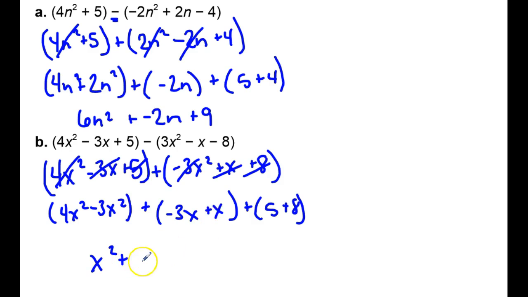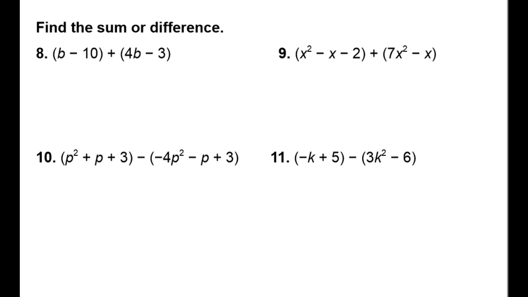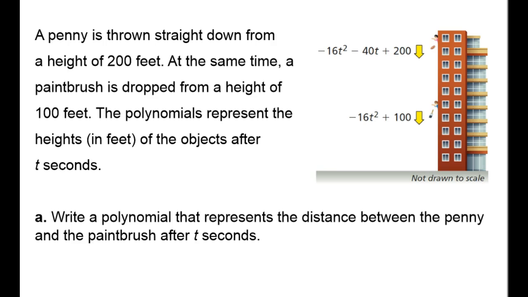Negative 3x plus x is a negative 2x. 5 plus 8 is going to be 13. So now I've gone ahead and I've subtracted both of these examples. So now here's your next monitoring progress. Try these. So try some addition and some subtraction to make sure that you can do both of them.